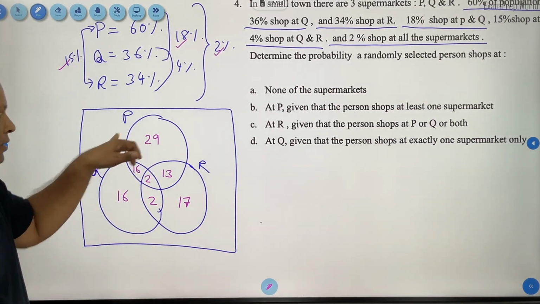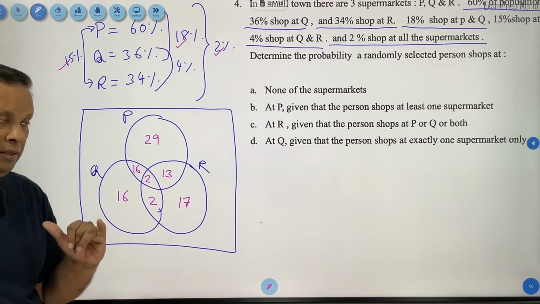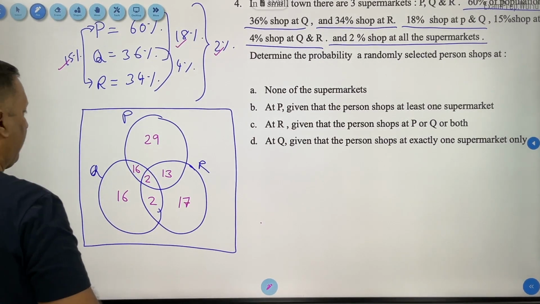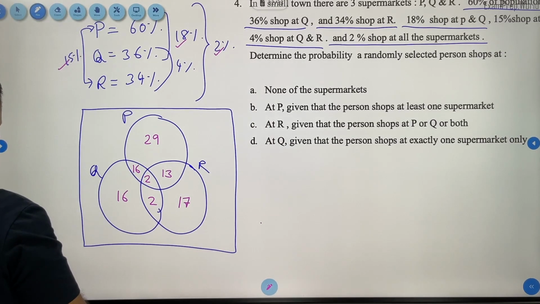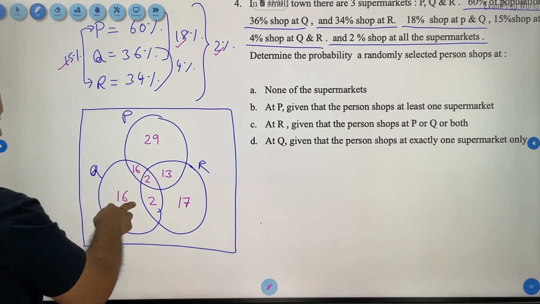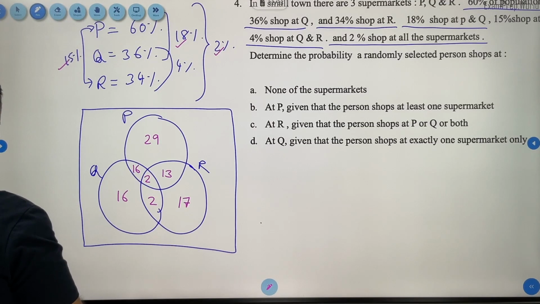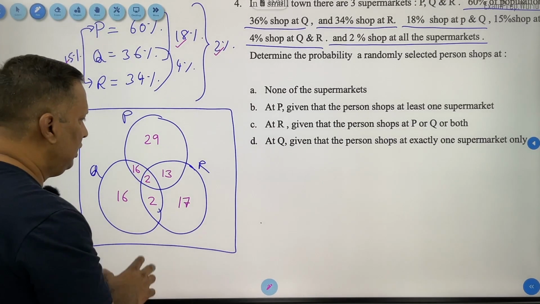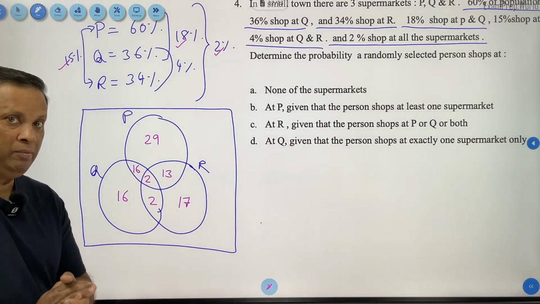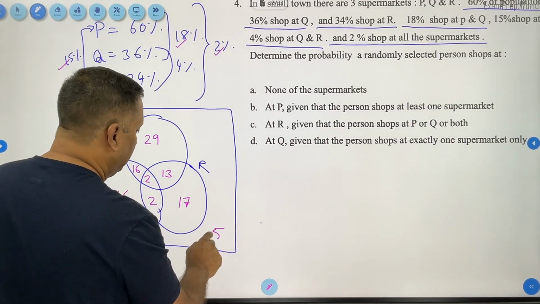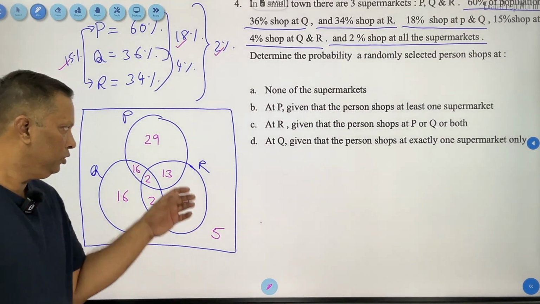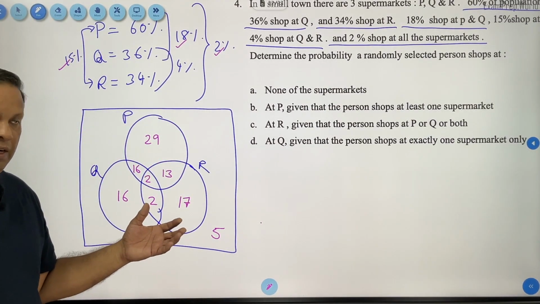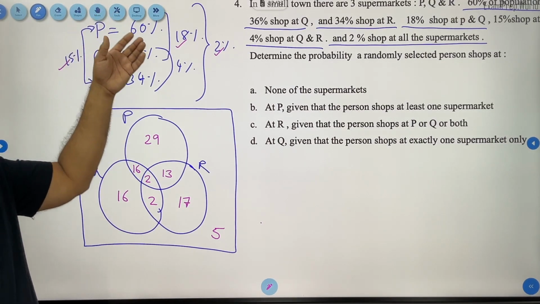Now add them. Always the job is to add. So let's add. This circle inside is 60, plus 35, 95. So only 95%. What about the balance 5%? That means they don't go to any supermarket. So 5 is outside. To understand this, how much you add them, I got 95. 95 is 5% less than 100.